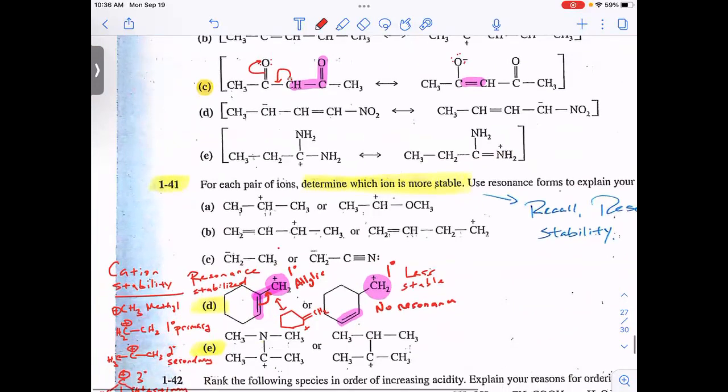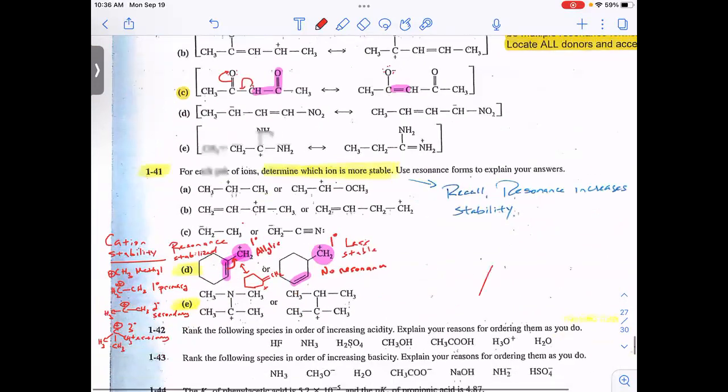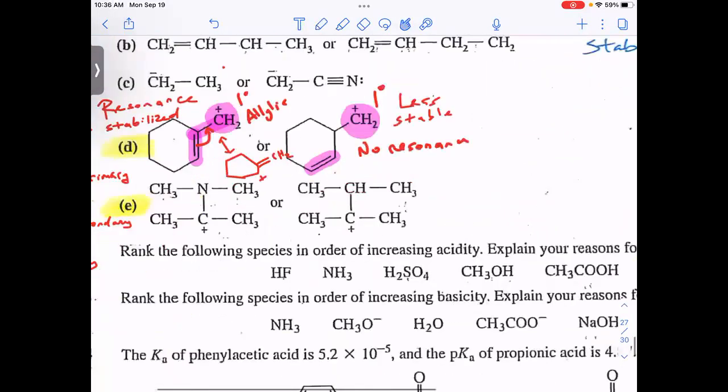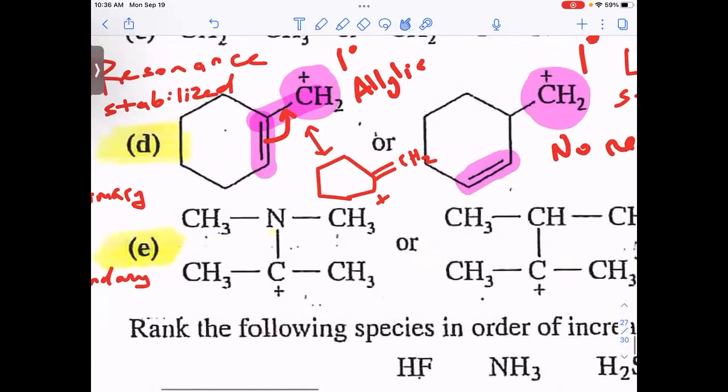All right, let's go to E. Let's do E. Let me see if I'm gonna be quiet on E. I'm gonna see if y'all can figure this out with a clue. So here's your clue.